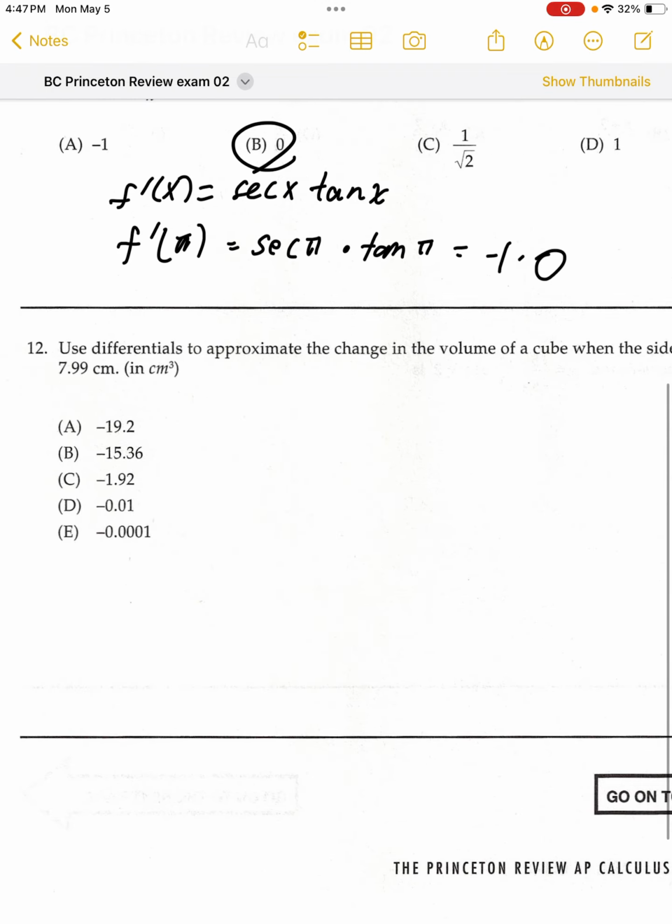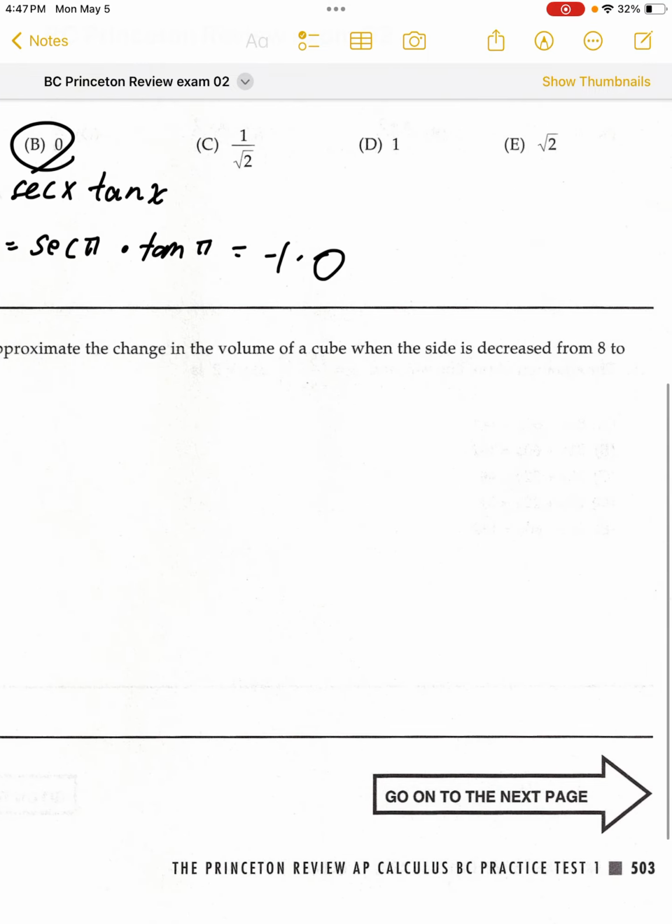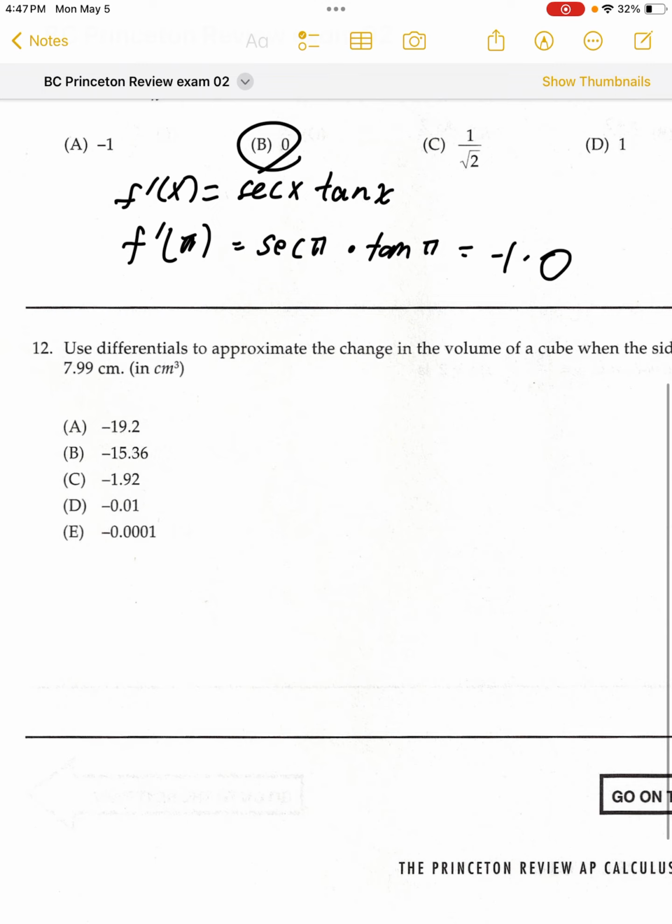Use differentials to approximate the change in volume of a cube when the side is decreased from 8 to 7.99 centimeters. So our volume in terms of its side length is x cubed, right?